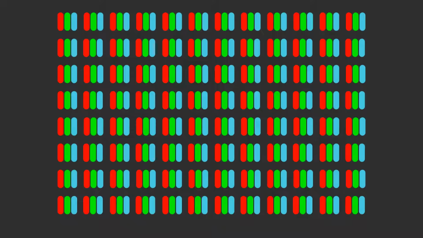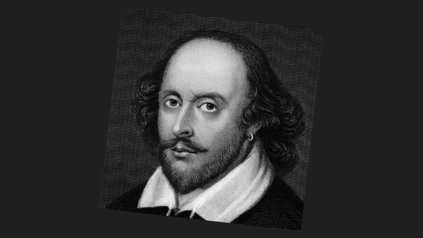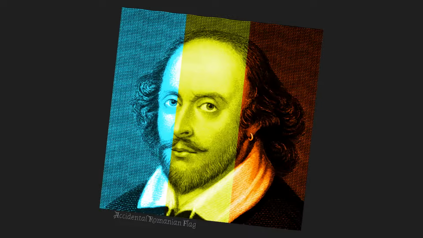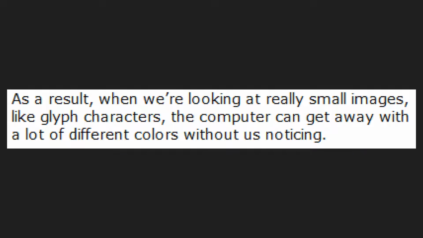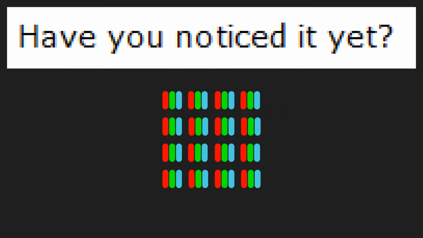Let's look at those pixels again, but let's see how they actually look. The human eye can't really tell the exact color of a pixel on screen at any given time. We're humans, our eyes blur stuff together to see brightness better than we see color. As a result, when we're looking at really small images, like glyph characters, the computer can get away with a lot of different colors without us really noticing. Just look at this. It's everywhere. Have you noticed why yet?